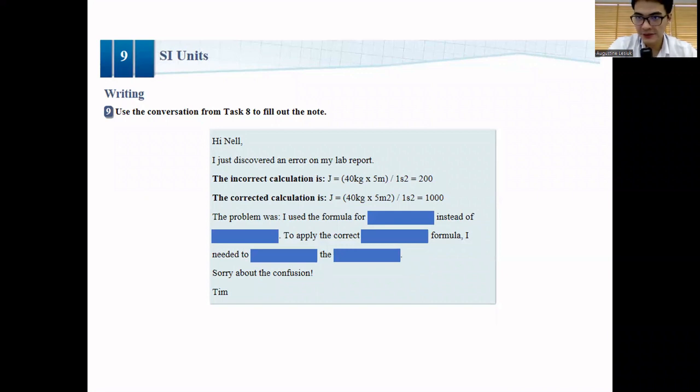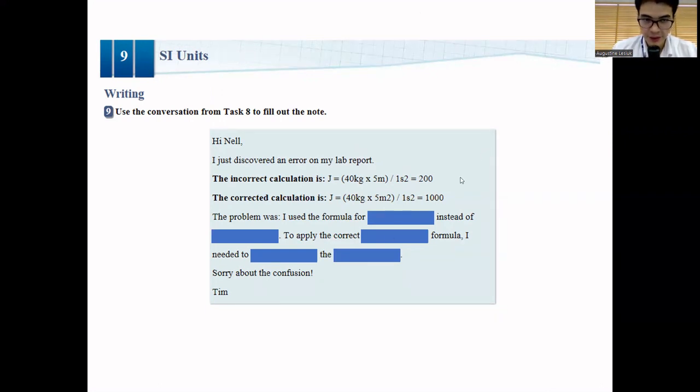For the last segment of this unit, I want you guys to fill in the blanks of this note over here, right? Now you can use the conversation from the previous segment to help you fill in the blanks, but you could also look at these 2 calculations here. So you have an incorrect calculation and a corrected calculation. So if you pay attention to these 2, you should be able to also fill in the blanks by yourselves. I want you guys to try to pause this video and try fill in the blanks yourselves first. And once you're done, resume the video and we'll go through the answers together.